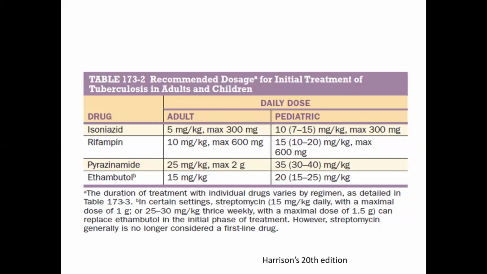And before moving to the treatment proper, you should know the doses of the first-line anti-tuberculosis drugs. For isoniazid, it is 5 milligram per kg, and the maximum dose that can be given is 300 milligram, if I'm talking about the adult dose. For rifampicin, it is 10 milligram per kg, and the maximum dose we can go up to is 600 milligram. Similarly, for pyrazinamide, it is 25 milligram per kg, and the maximum dose we can go up to is 2 gram. And for ethambutol, it is 15 milligram per kg.